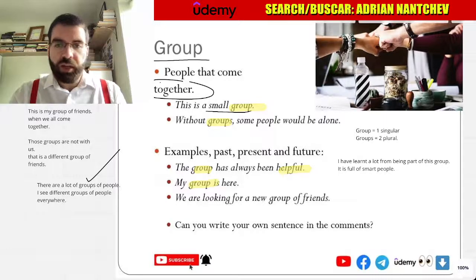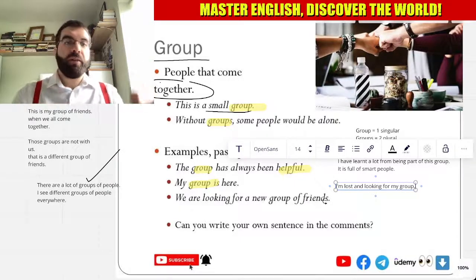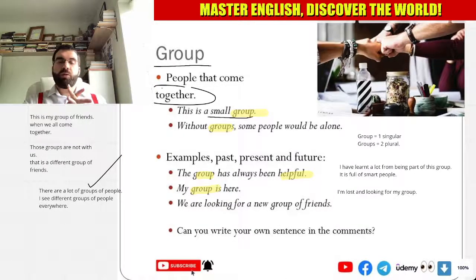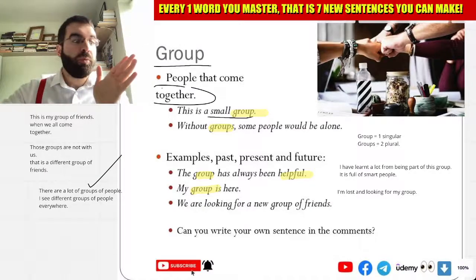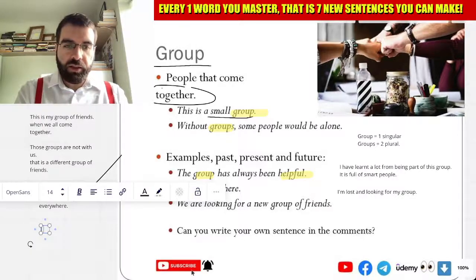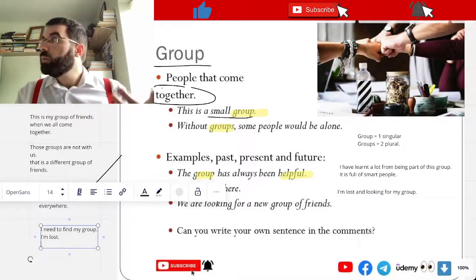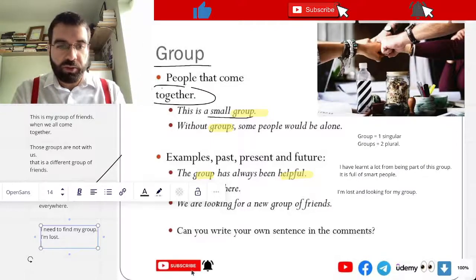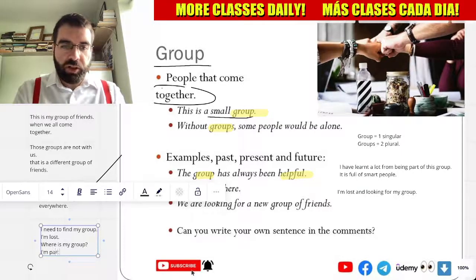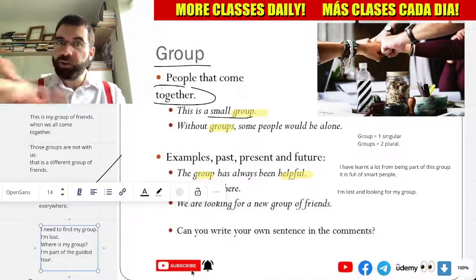I'm lost and looking for my group, maybe as part of a tourist group, a tour guide, or a guided tour, and we got separated from the group. I need to find my group. I'm lost. Where are they? Where is my group? I'm part of the guided tour. How cool is that?